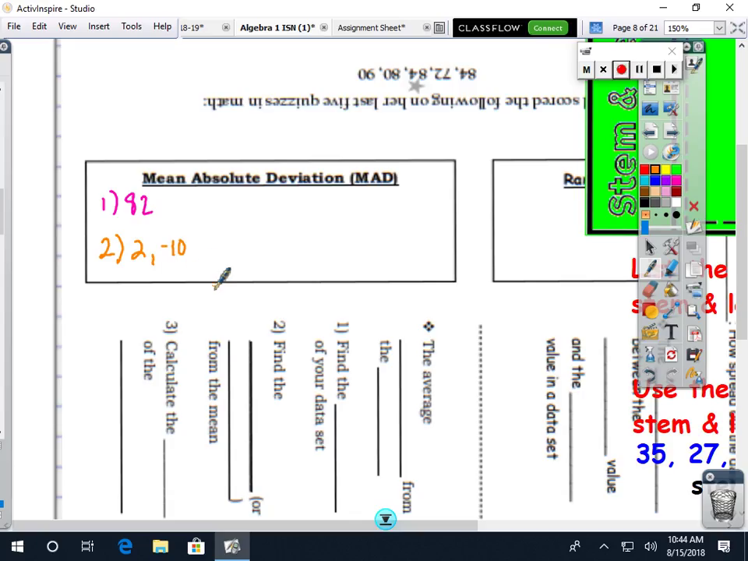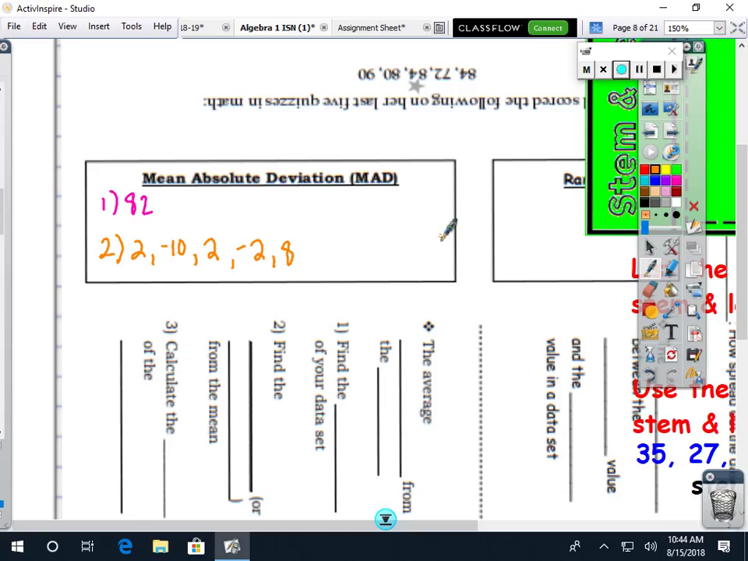All we're doing is calculating the distance from the mean. So you're going to each original number in the list and subtracting the mean from it. So like 84 minus 82 is 2. 72 minus 82 is negative 10. 84 minus 82 is 2. 80 minus 82 is negative 2. And then 90 minus 82 is 8. Okay, so those are the deviations from the mean. That's the distance from each data item to the mean. Okay, that's how far apart they are.